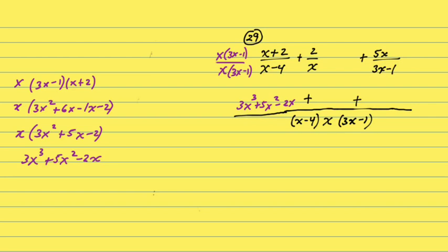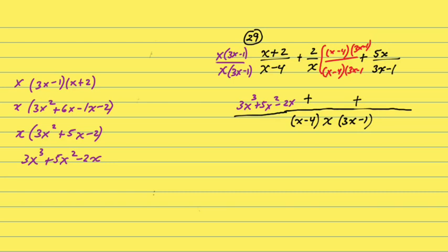In the middle, I'll use red. What are we missing in this denominator? You have the x. What don't you have? The other two. So you'd have x minus 4 times 3x minus 1.